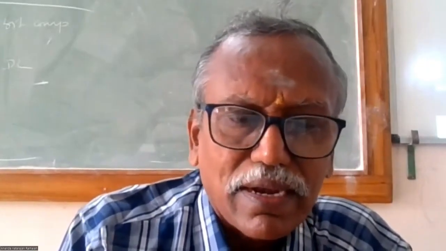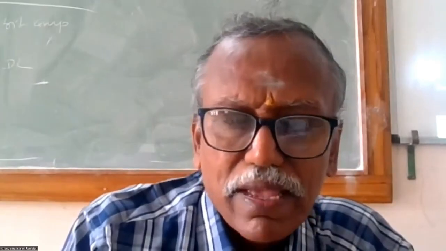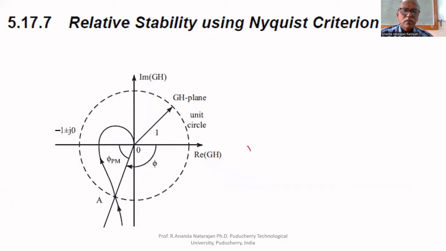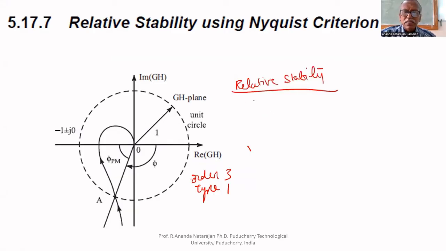Relative stability using Nyquist criterion and constant M and N circles. This is Nyquist plot of third order type 1 system. We know, by using this, we can find the relative stability. Relative stability means we have to find the gain margin and the phase margin.